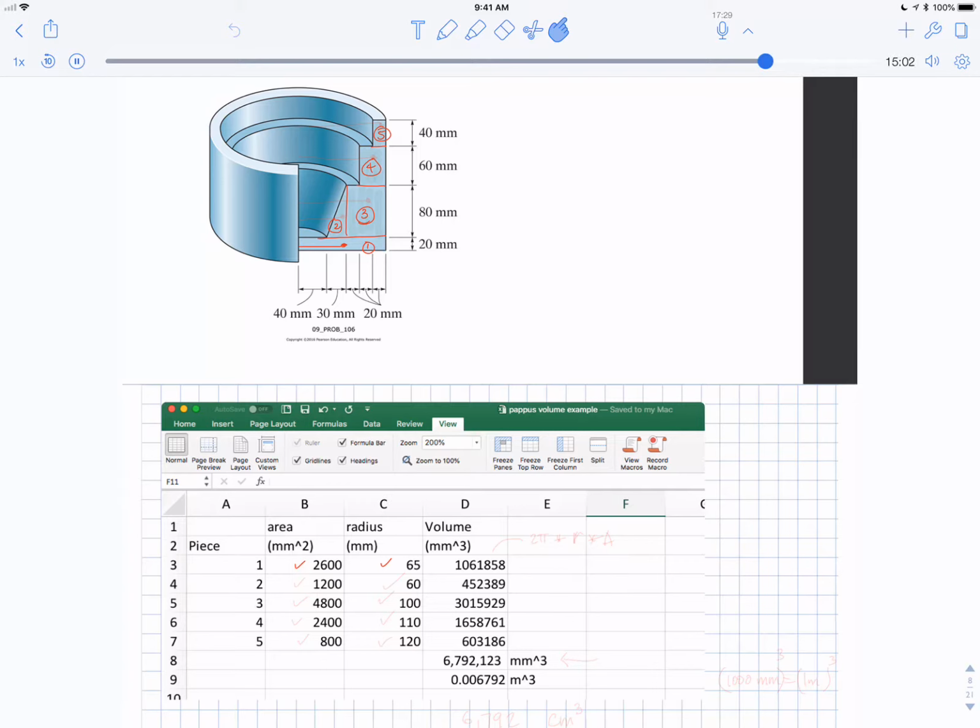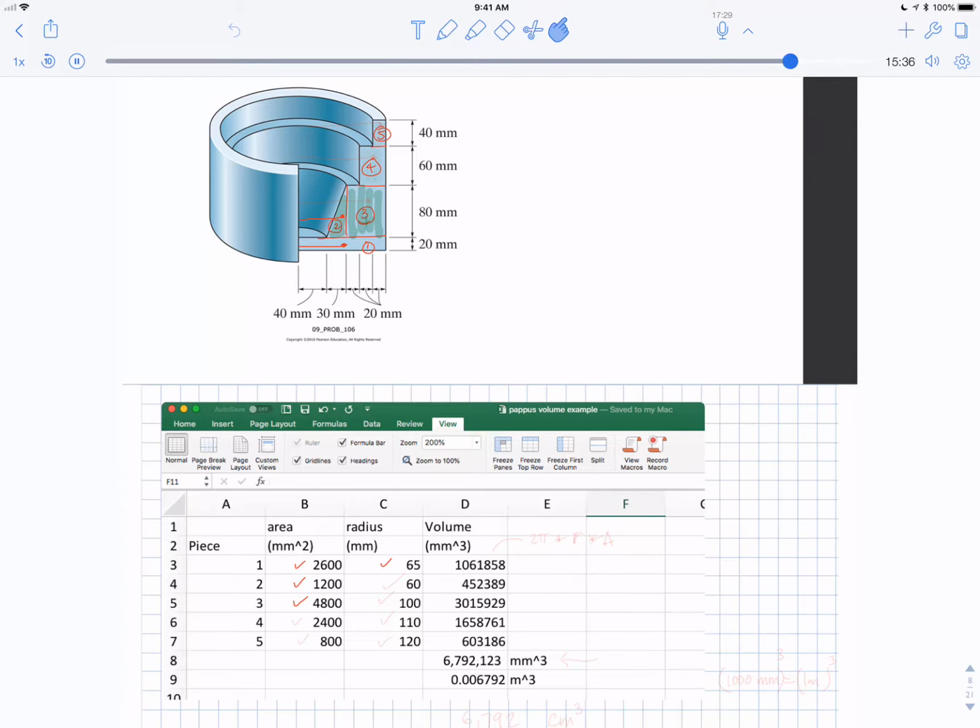This little triangle here, number 2, had an area of 1200 millimeters squared, and the distance to its centroid from the axis of spinning was 60 millimeters. It was nice that the base of the triangle was 30 millimeters, so just an extra 20 millimeters to 2/3. It divided by 3.